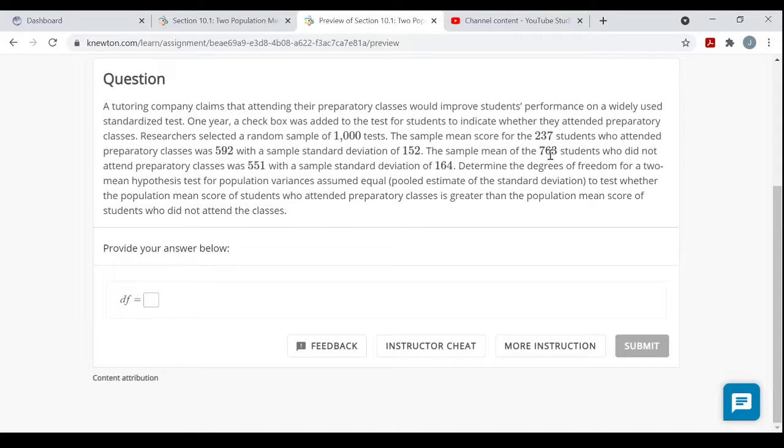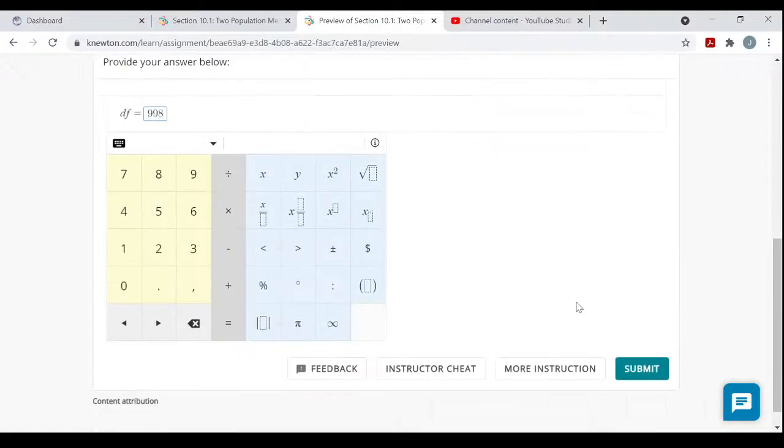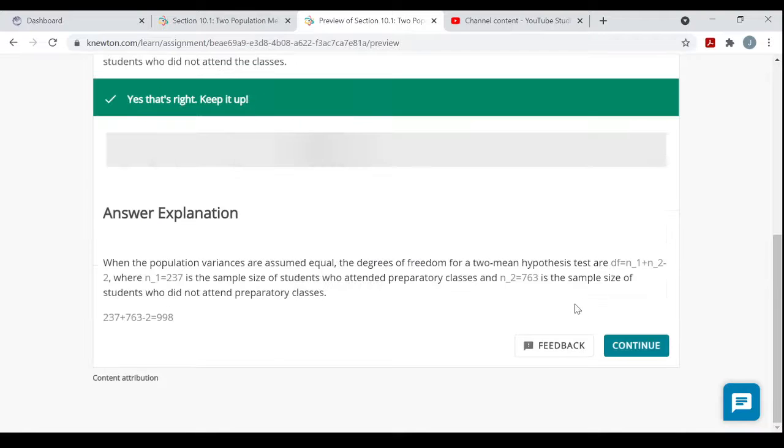It's the sum of the sample sizes. Now, 237 were in the preparatory classes, that's n1. 763 were not in the preparatory classes, that was n2. Now n1 plus n2 here is 1,000. They told us they took 1,000 tests, and you either checked the box or you didn't. So n1 plus n2, the sum of the sample sizes, is 1,000, but then minus 2, right? Don't forget the minus 2. So the number of degrees of freedom for the student's t-distribution here in this pooled scenario would be 998 degrees of freedom. Right? n1 plus n2 minus 2.